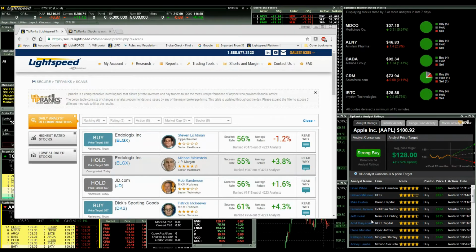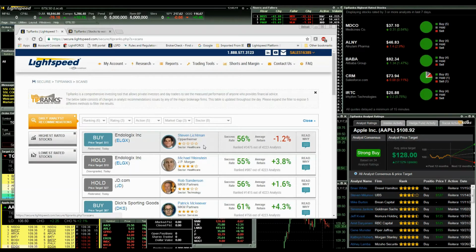Each line you see here, you can see on the left the rating, if it is a buy, a hold, or a sell. You can see the company that is rated. You can also see the price target. Now, most importantly, you can see who is the analyst behind this rating and how good he is. For instance, on the top row, you're going to see someone from Oppenheimer called Steven Lichtman, who covers healthcare, and he's now recommending investors to buy Endologic.